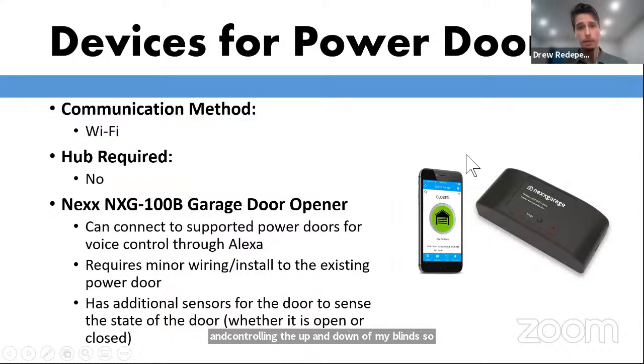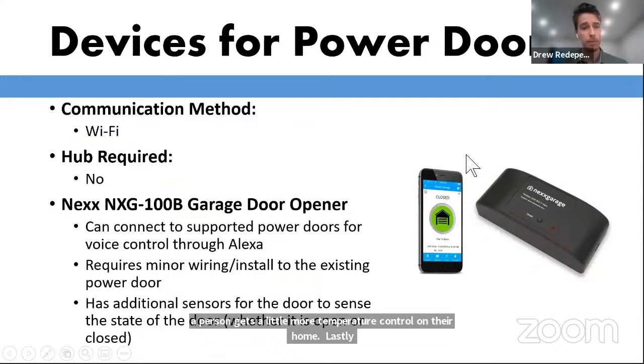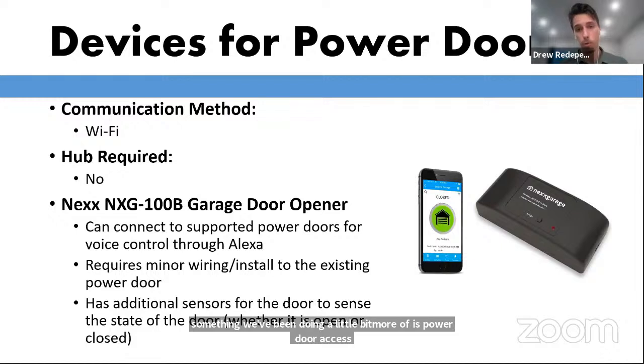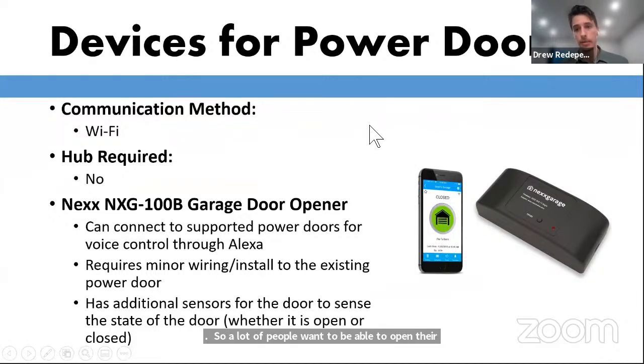Lastly, the last application I want to talk about, and something we've been doing a little bit more of, is power door access. A lot of people want to be able to open their power doors by voice. There's a couple different ways you can link Alexa to control someone's power door by voice. One option is using a garage door opener. These Wi-Fi based garage door openers are typically used to make a garage door go up and down using Alexa.